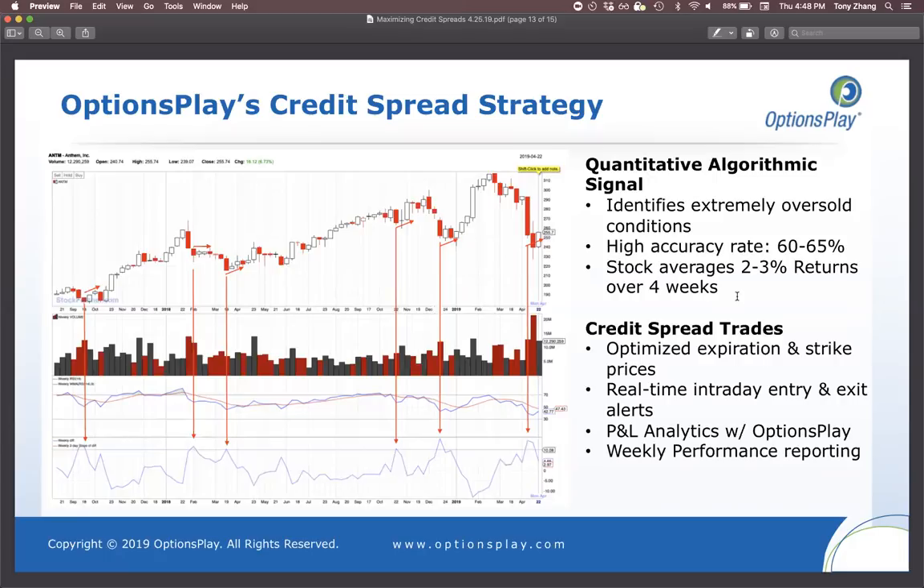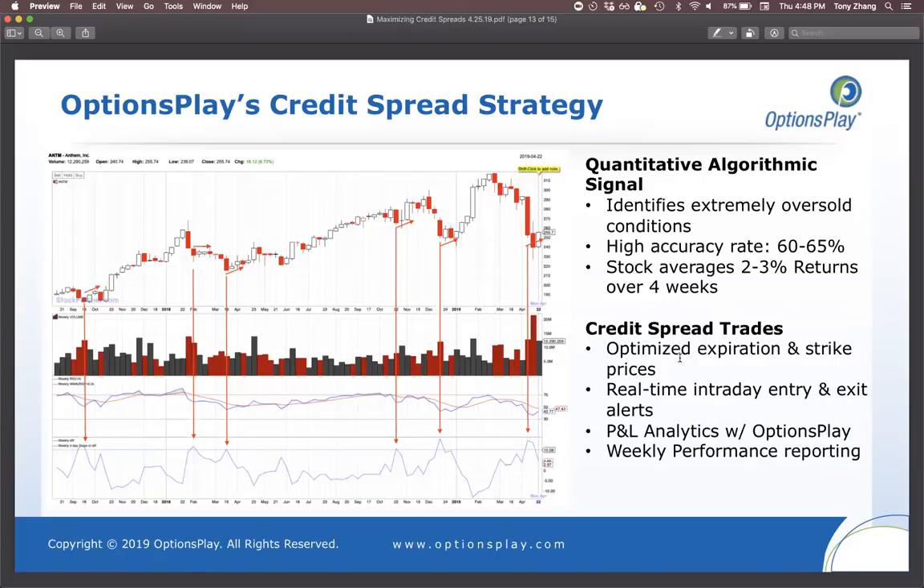And then off of the back of that, we sell credit spreads when we generate these signals. We provide optimized expiration and strike prices based on the methodology that I just showed you here today. We provide real-time entry and exit alerts. We provide you with P&L analytics for those of you that have a subscription to Options Play. We send you a link to the trade in Options Play so that you can test out your outlooks on the strategy and maybe even make modifications to the strategy before you place that trade. And lastly, we offer weekly performance reporting on all of our trade signals here using Options Play.